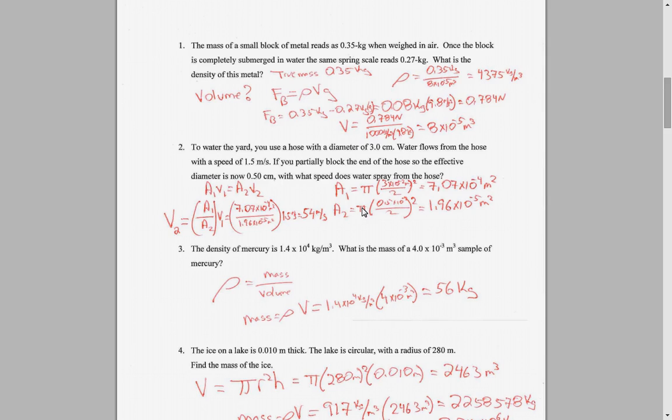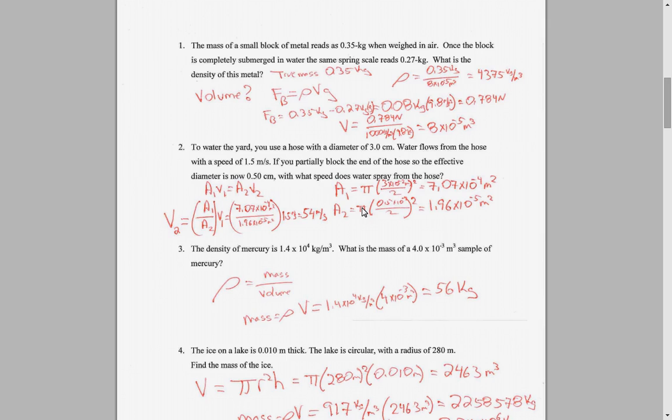So the first problem here, we have the mass of a small block of metal reads 0.35 kilograms when weighed in air, and then when we completely submerge it in water, the same spring scale reads 0.27 kilograms. What is the density of this metal?